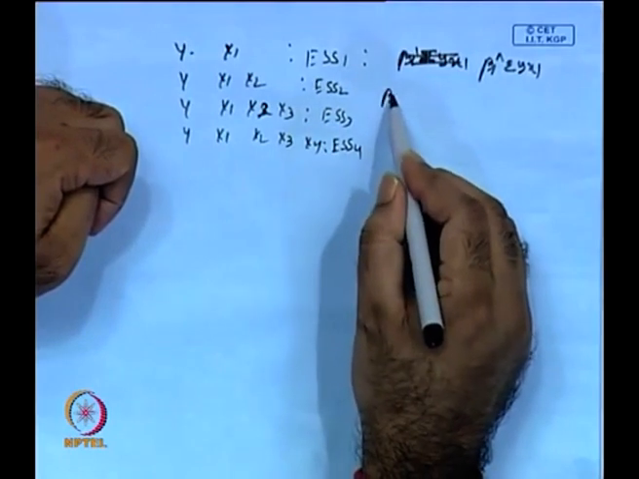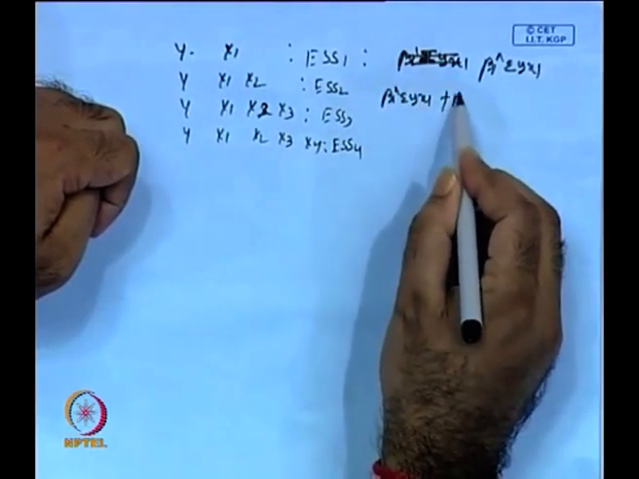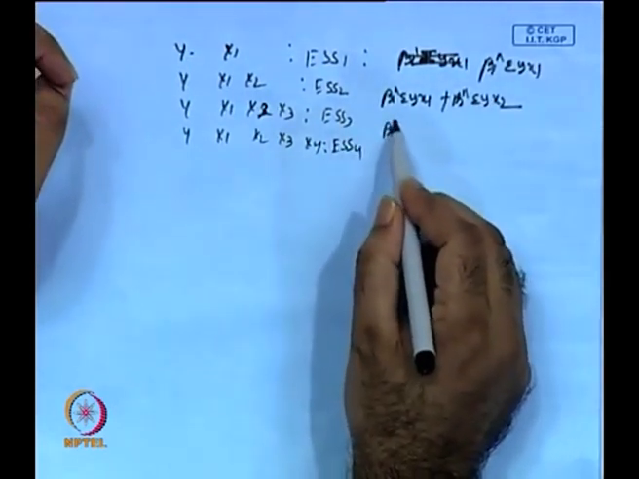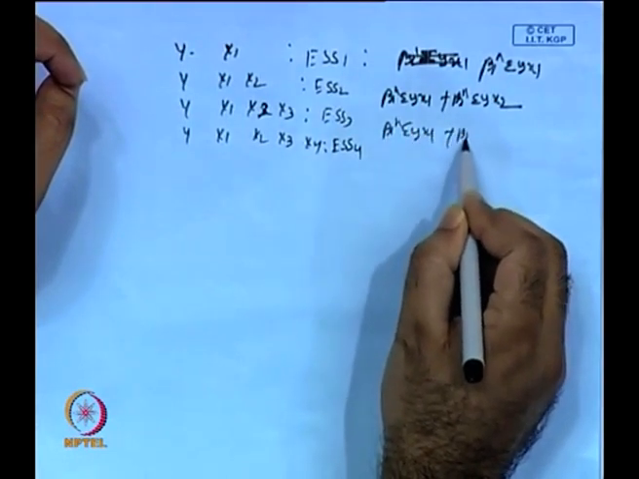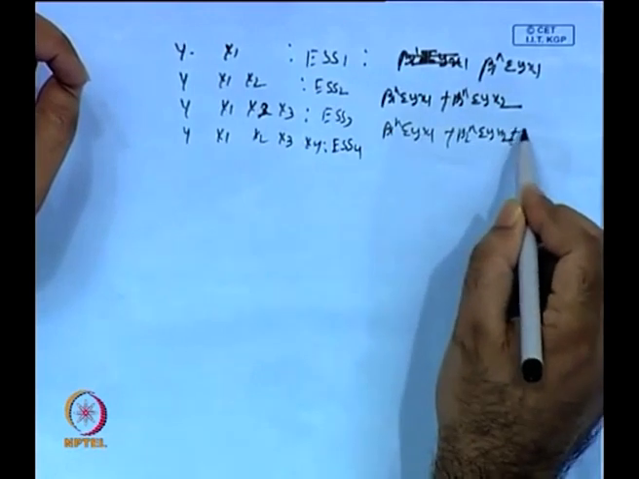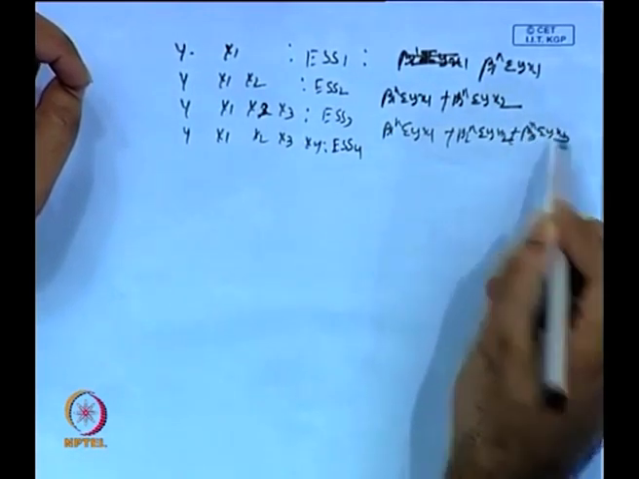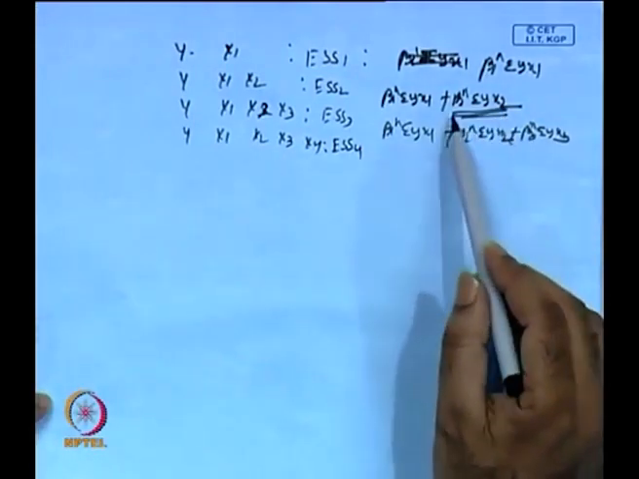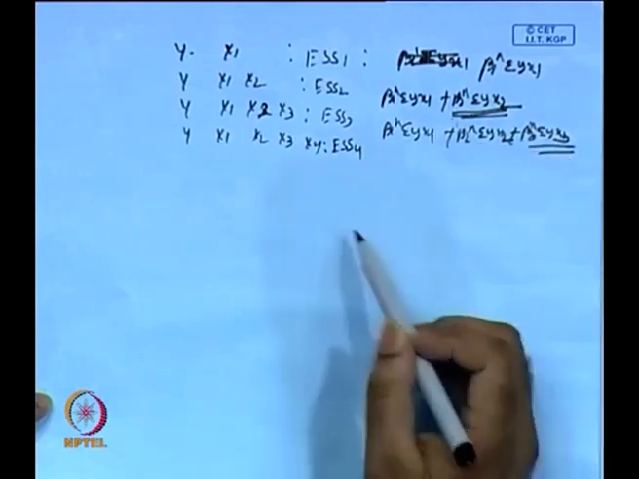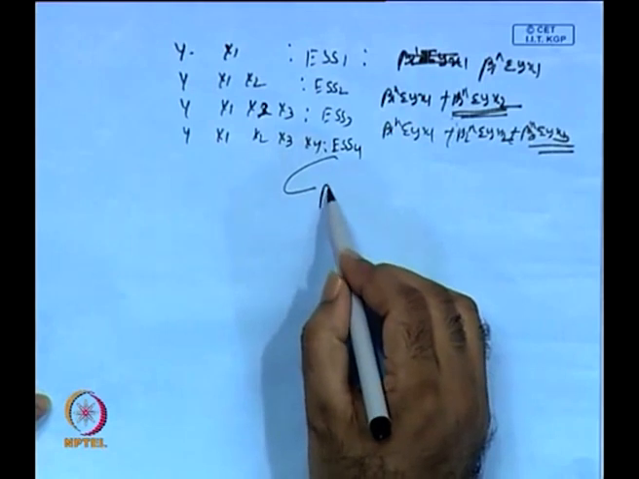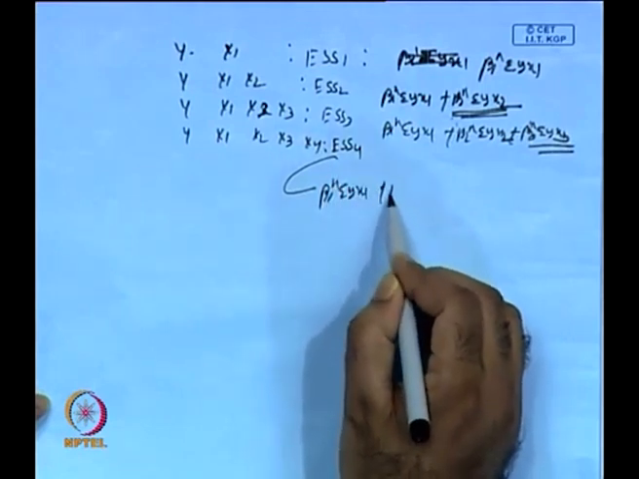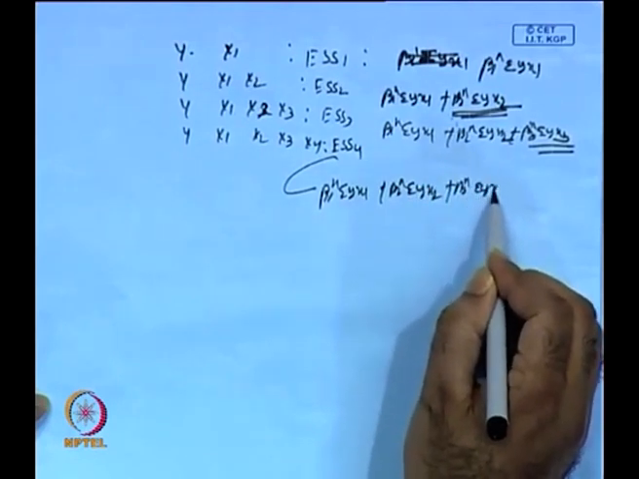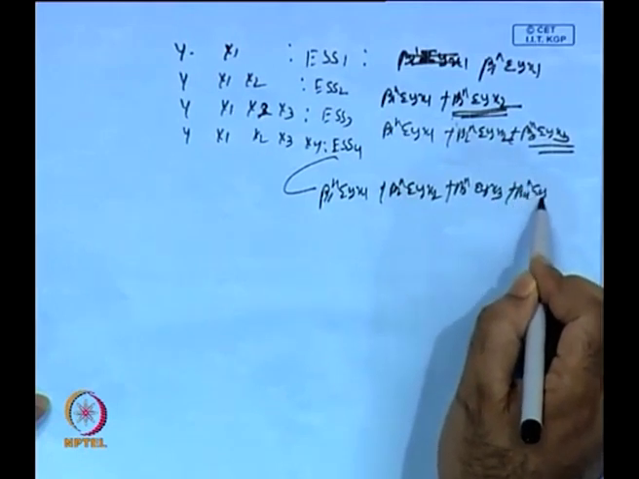ESS 2 will be beta 1 hat summation y x 1 plus beta 2 hat summation y x 2. Then ESS 3 equals beta 1 hat summation y x 1 plus beta 2 hat summation y x 2 plus beta 3 hat summation y x 3. So, this is how you have to continue. Every time there is the involvement of something extra. Similarly, ESS 4 will be beta 1 hat summation y x 1 plus beta 2 hat summation y x 2 plus beta 3 hat summation y x 3 plus beta 4 hat summation y x 4.